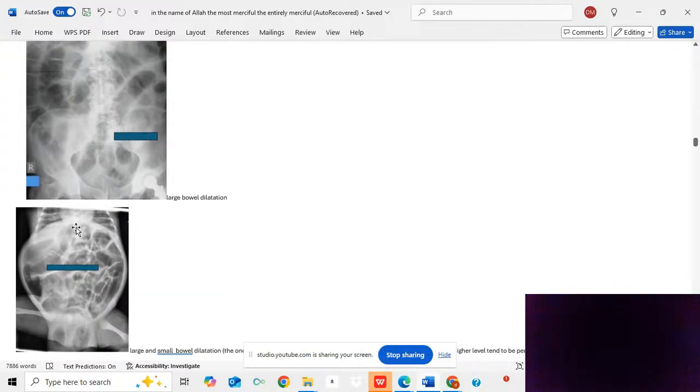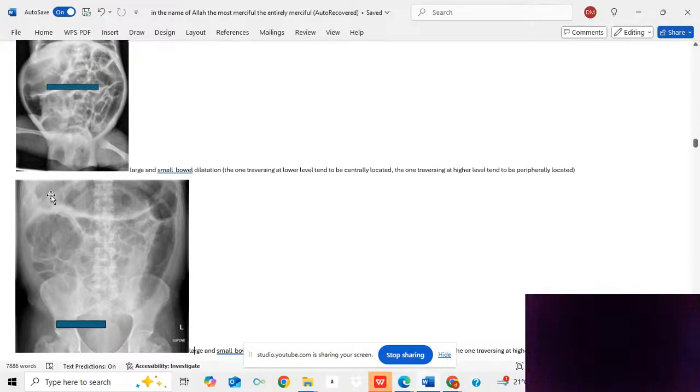In this case, this is a mix of small and large bowel loops. So if you follow the peripherally located loop, it will traverse the spine at a higher level. Okay, and if you follow a centrally located loop, it will traverse the spine at lower levels. Here, this is a large bowel loop which is markedly dilated.